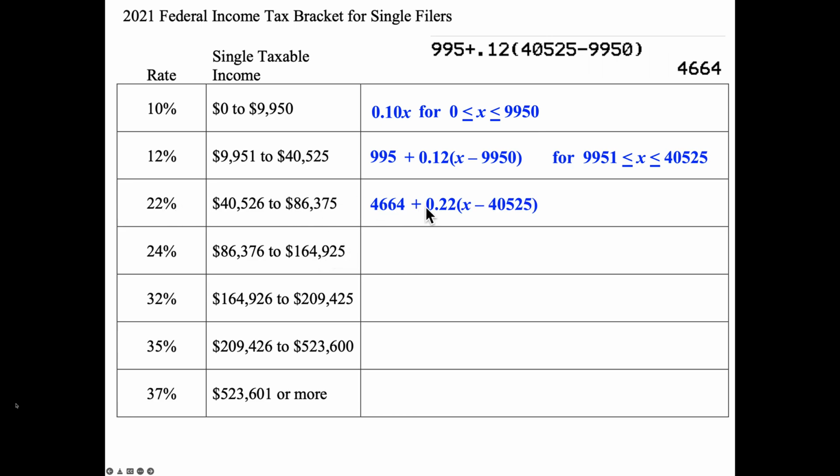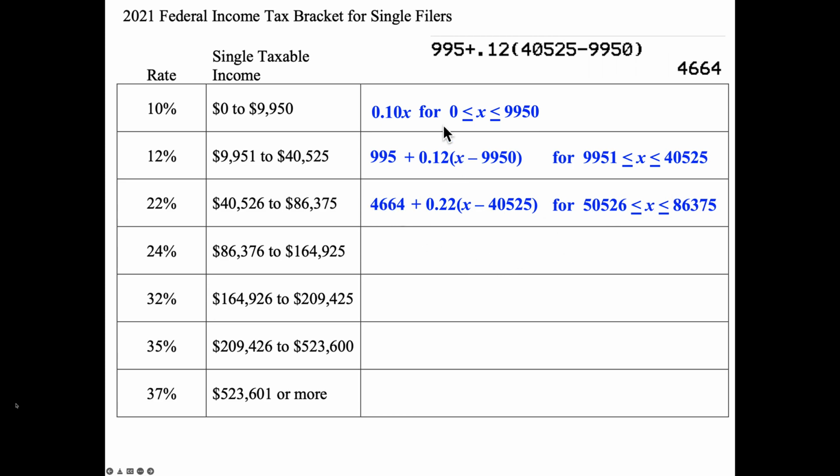0.22, so plus 0.22 times x minus, again, previous. We got to use that 40,525 again and subtract it from the x. And that's for this domain restriction. Again, the federal IRS, they round everything to the nearest whole dollar. They don't mess with cents.